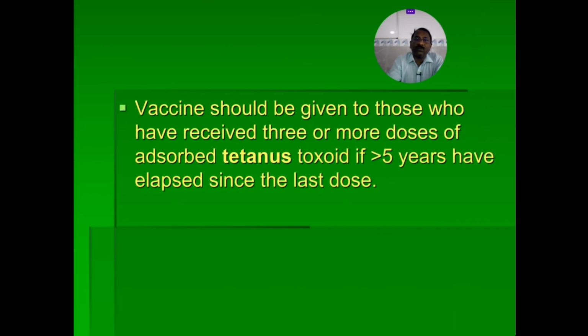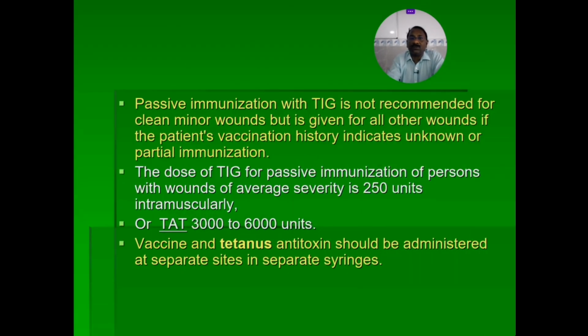Vaccine should be given to those who have received 3 or more doses of adsorbed tetanus toxoid if more than 5 years have elapsed since the last dose. Passive immunization with tetanus immunoglobulin is not recommended for clean minor wounds, but is given for all other wounds if the patient's vaccination history indicates unknown or partial immunization. Most of our people need it because the vaccination history is unknown or only partial immunization. The dose of TIG for passive immunization for persons with wounds of average severity is 250 units intramuscularly. Vaccine and tetanus antitoxin should be administered at separate sites with separate syringes.